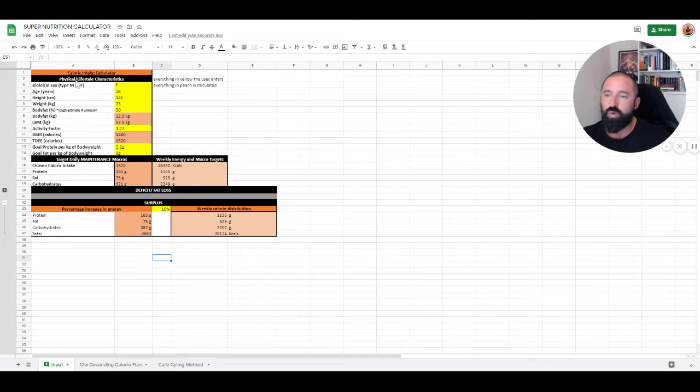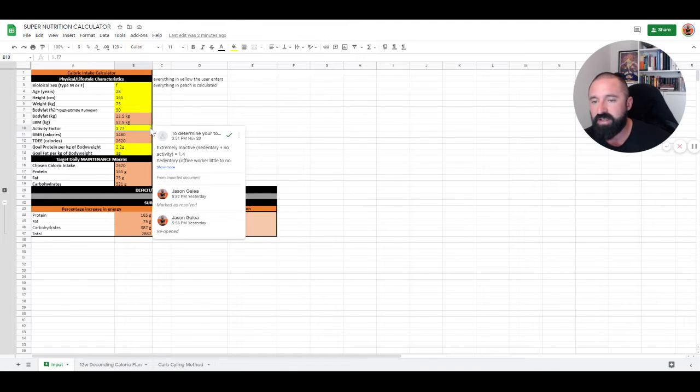So this is the physical lifestyle characteristics part, which ascertains someone's total daily energy expenditure. So we've got biological sex, so just type M or F based on that. Age, height, weight, rough body fat percentage, so just roughly. You can get some really good scales online, just pictures and stuff. It doesn't have to be accurate if you don't have that data.